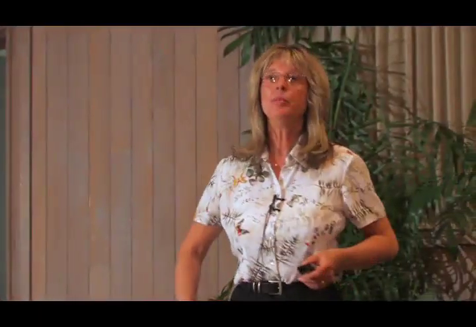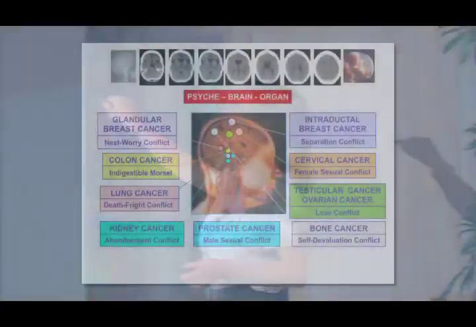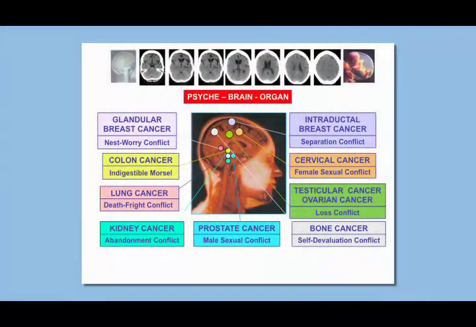So now we're going to talk about metastasis. Okay? And we're going to start with the same slide we started out with, which shows so beautifully Dr. Hammer's discovery of the correlation between the psyche, the brain, and the organ. Remember what we learned? Each cancer is controlled from a very specific area in the brain, linked to a very specific conflict that correlates biologically to the same conflict, that area of the brain that controls the cancer.